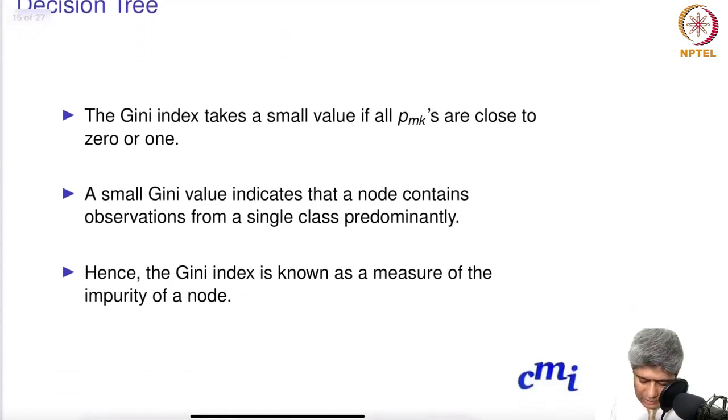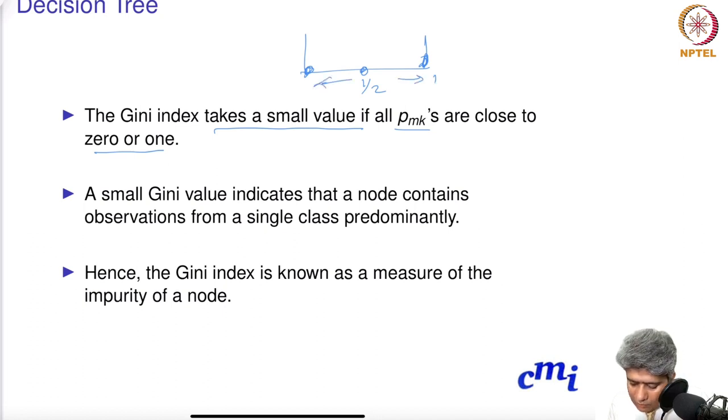The Gini index takes a small value if all PMKs are close to 0 or 1. If all the values are close to 0 or close to 1, the Gini index will be very small, and if they are close to half, the Gini index will be very high. So you would like all the values to be close to 0 or 1, and you try to reduce the Gini index. Hence, the Gini index is known as the measure of impurity of a node.